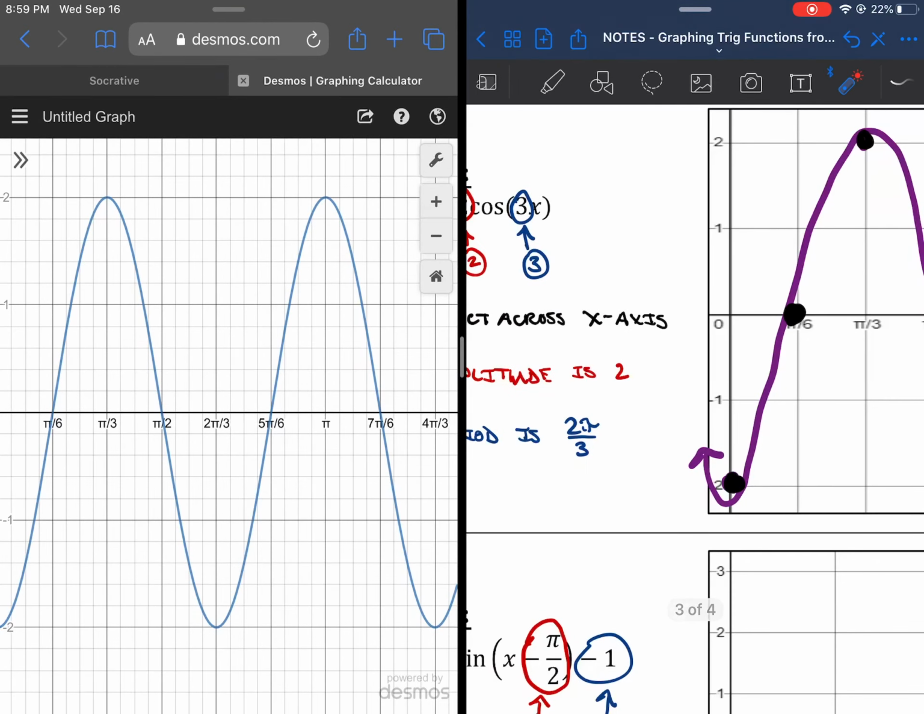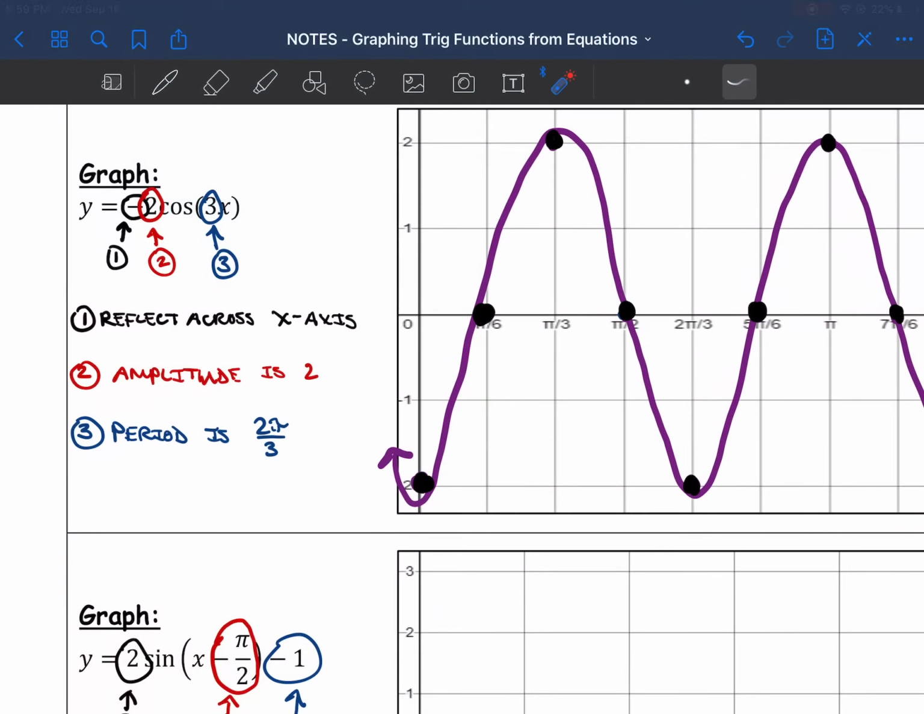Again, Desmos is incredibly powerful for checking your answers in this part of pre-calculus when we talk about graphing and trig transformations. Desmos is an incredible tool. So let's keep moving on.